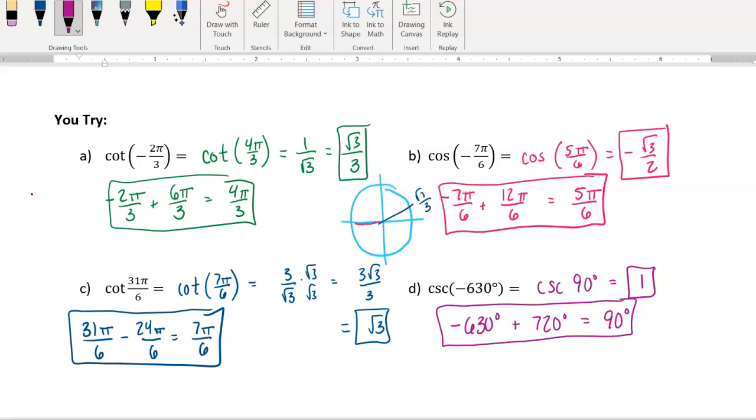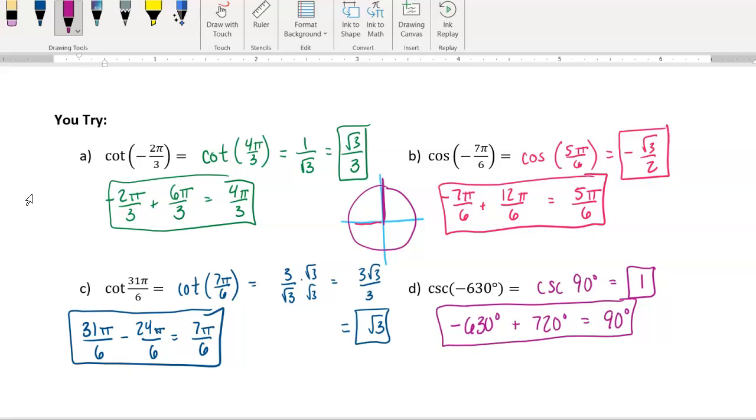So we want to find the cosecant of 90 degrees. Well, 90 degrees is up here at the top, and that's where the y value, the sine, is. We're trying to find the cosecant, so we're looking for the sine value, which is going to be 1 up there. And the reciprocal of 1 is still 1. So that works out pretty nicely.